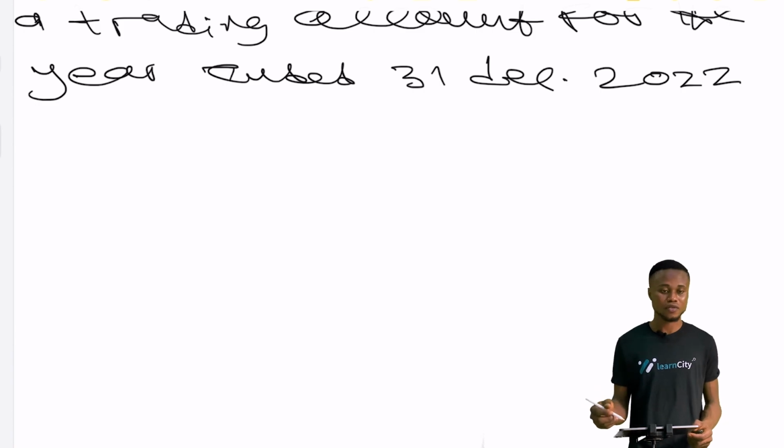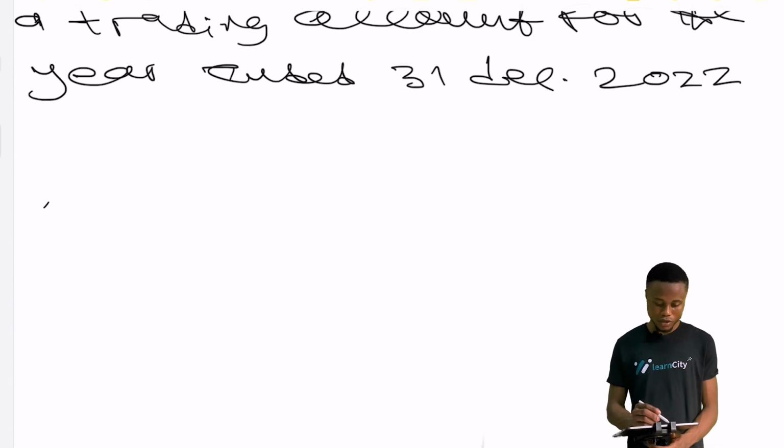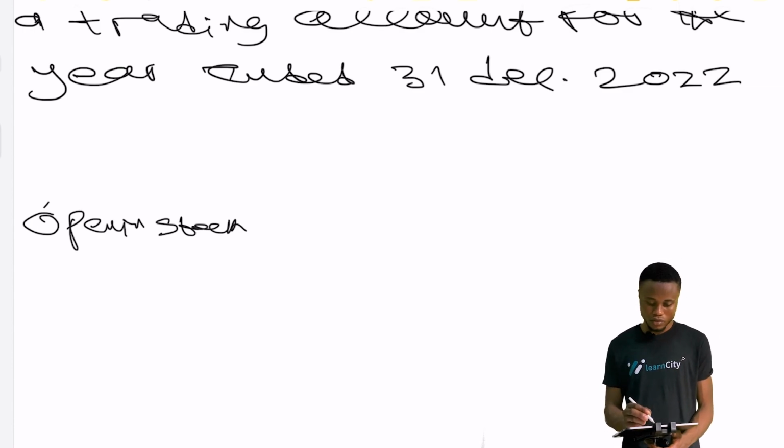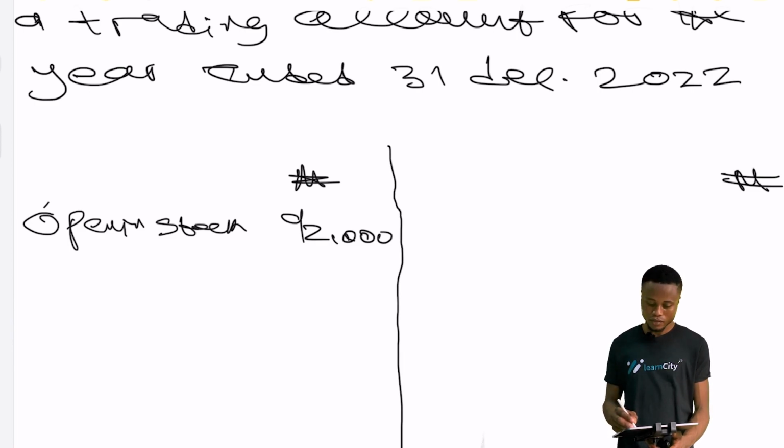Remember, this is just the question. I haven't started solving anything. So your opening stock here, opening stock. Don't forget your Naira sign up like this. How much is our opening stock? 92,000 Naira. So this is just the debit side. When you move to the credit side here, I'll put in its own Naira sign here too. So let me try and rule it to separate them. Let me underline this too.